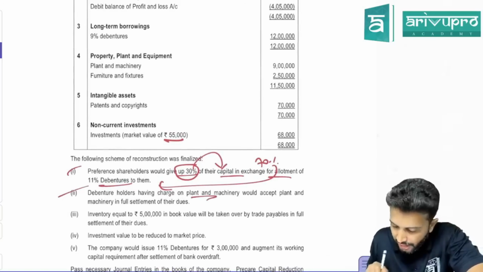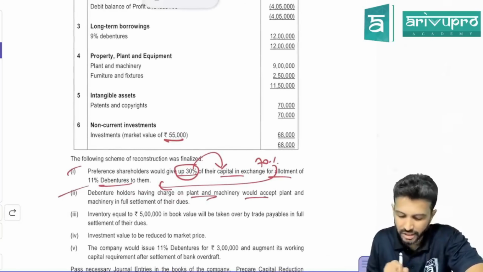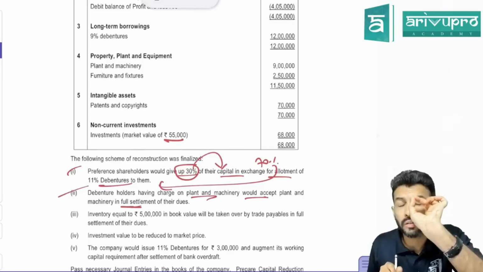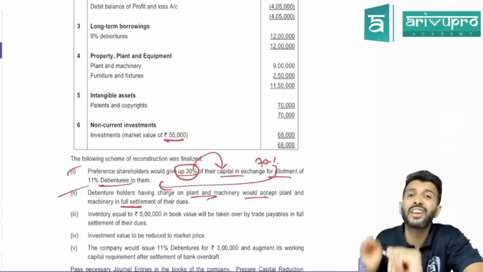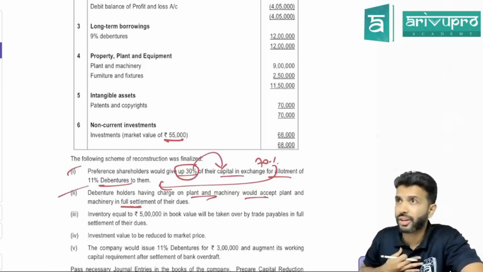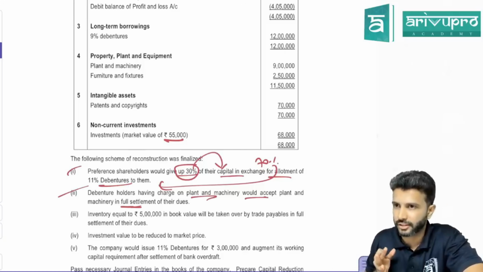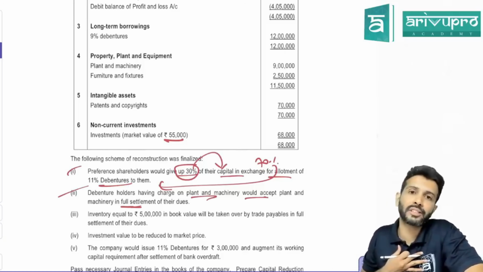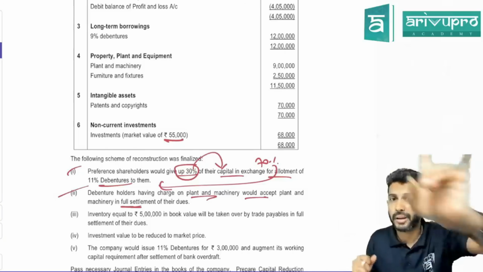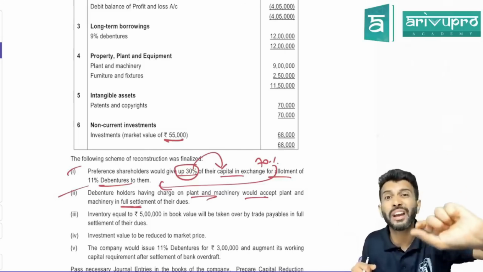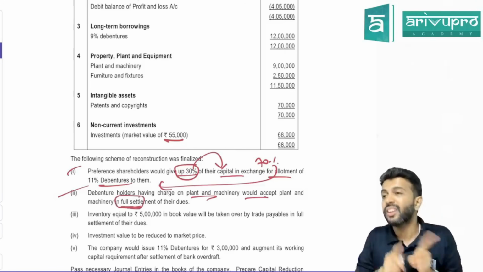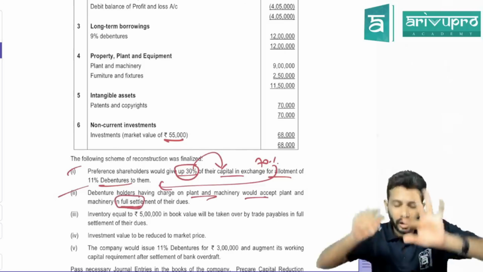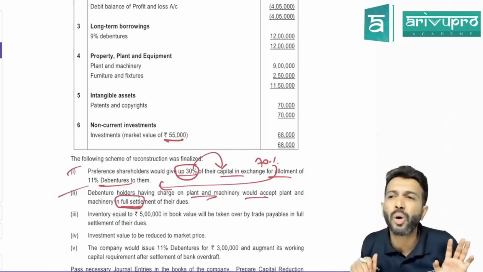Debenture holders having a charge on plant and machinery would accept plant and machinery in full settlement. So always pay key attention whenever a debenture holder or creditor is taking over some asset. Always check, because in our mind we always say it is sacrifice. The moment it is internal reconstruction, we always think it is sacrifice. It need not be. In the previous problem, debenture holders took it in part payment. But always check what word they are using: full settlement.